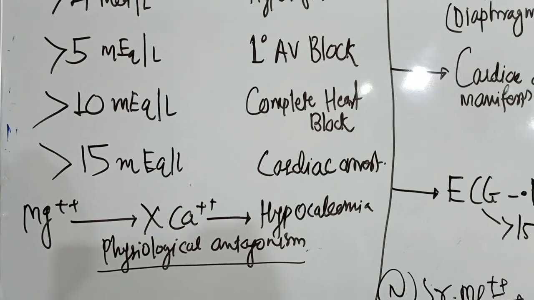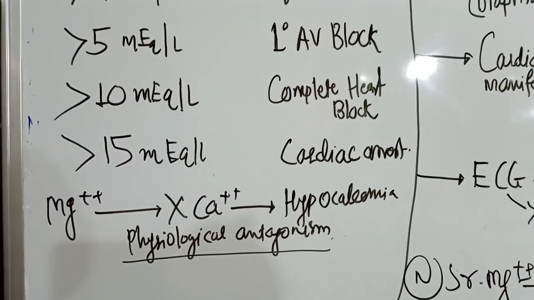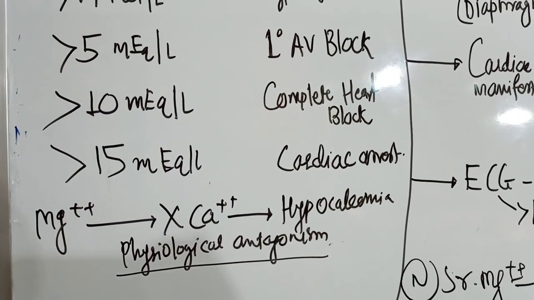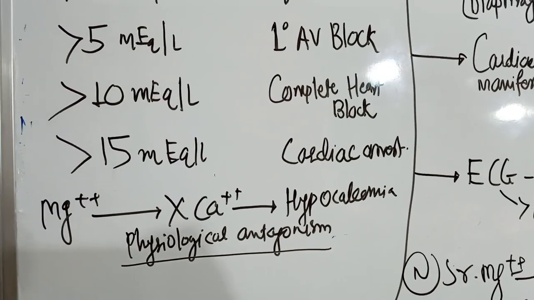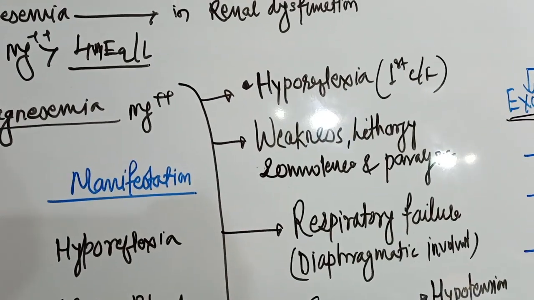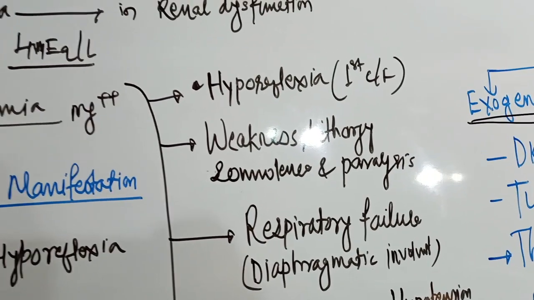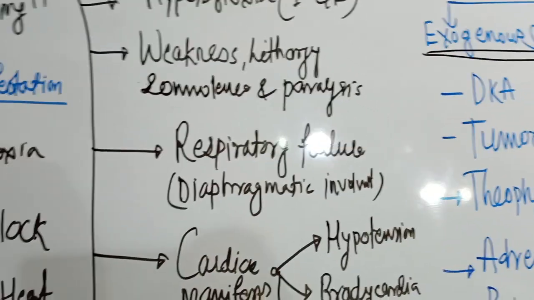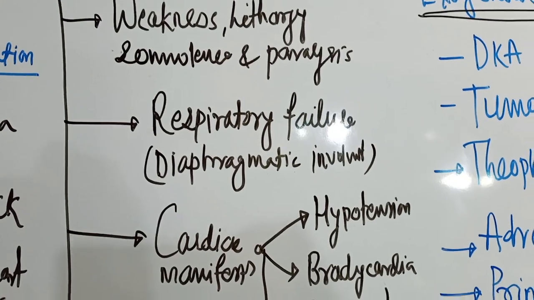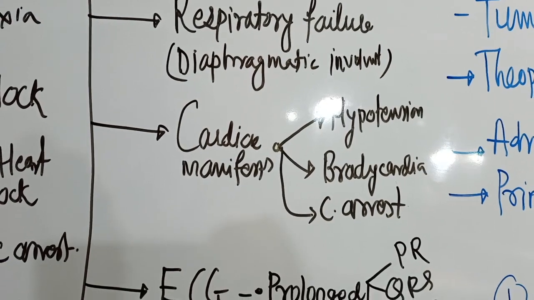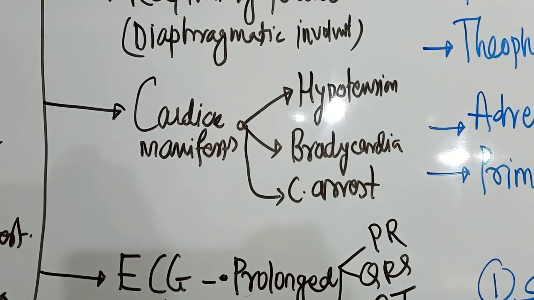Basically, magnesium is a physiological antagonist of calcium. So whenever there is an increase in magnesium level, calcium's physiological effects are decreased and it causes symptoms and signs of hypocalcemia. In clinical features there can be hyporeflexia, in fact it is the first clinical feature. Then there is weakness, lethargy, paralysis and somnolence. Respiratory failure occurs because of diaphragmatic involvement. In cardiac signs and symptoms there is hypotension, bradycardia, cardiac arrest.